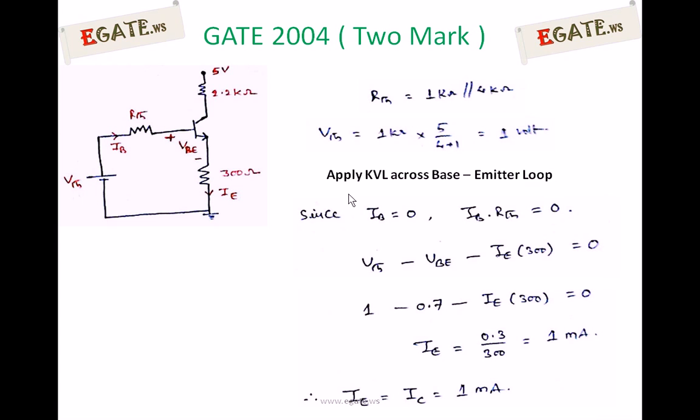IE is equal to (1 minus 0.7) divided by 300. So that is 1 milliampere. Since beta is very large, IE is nothing but IC, so IC is equal to 1 milliampere.